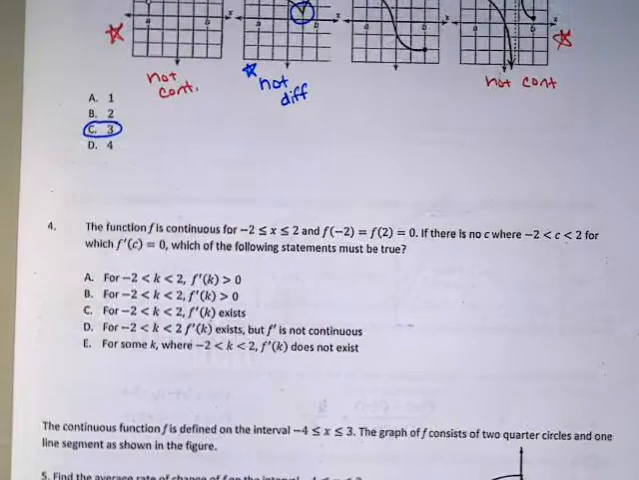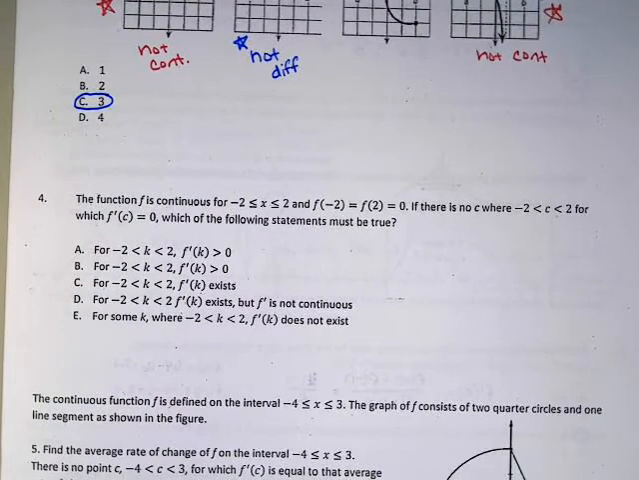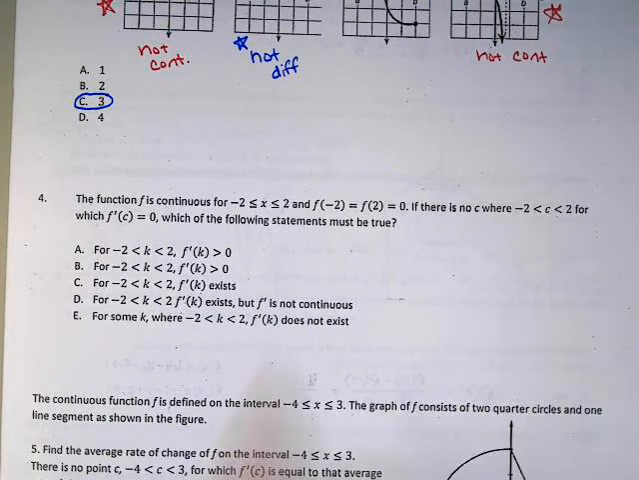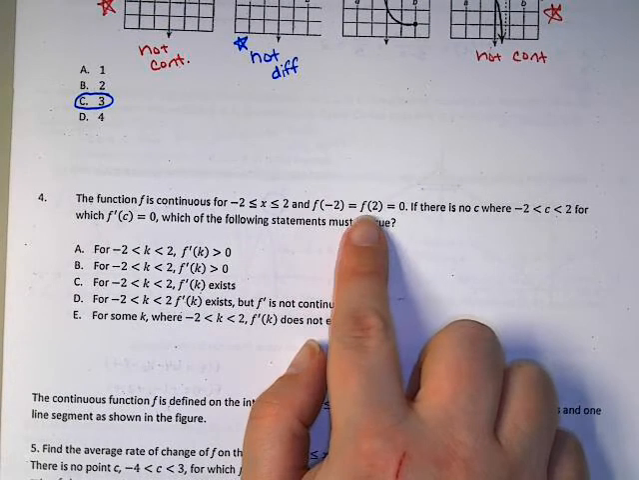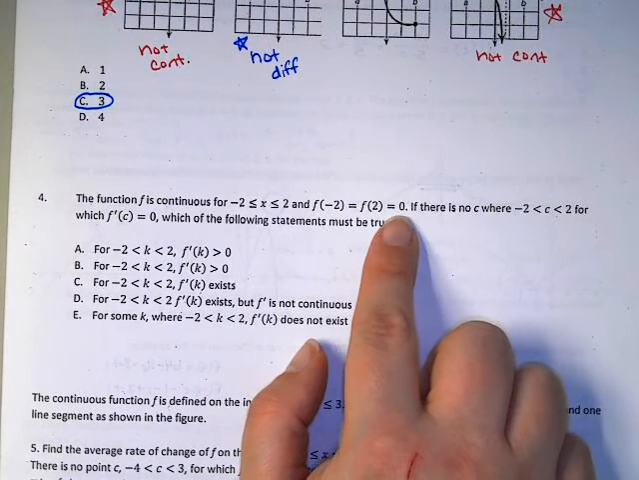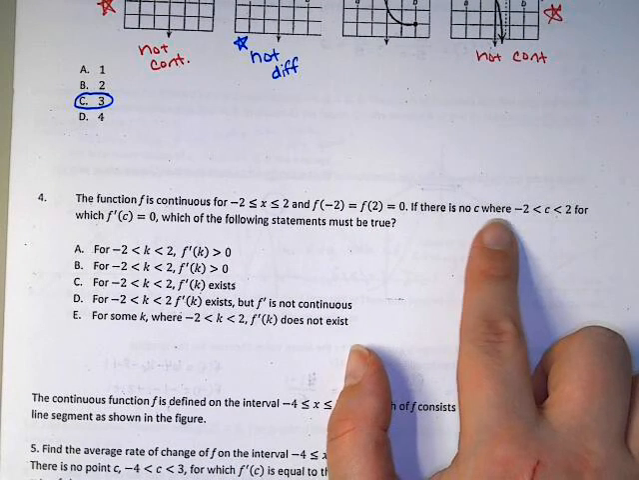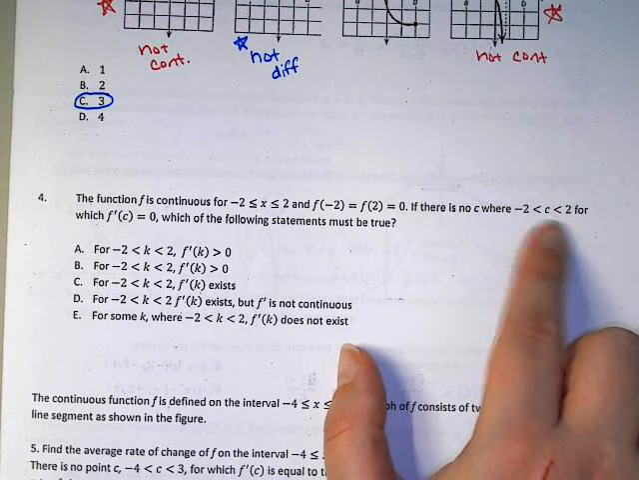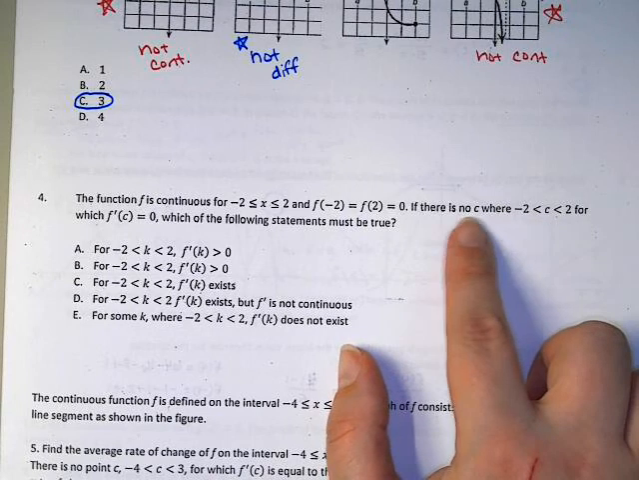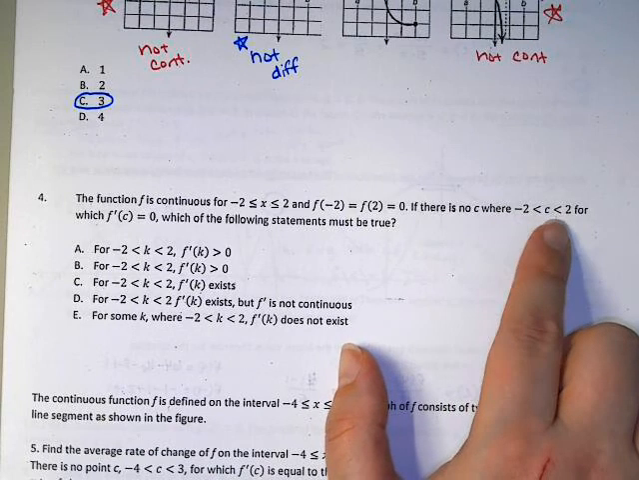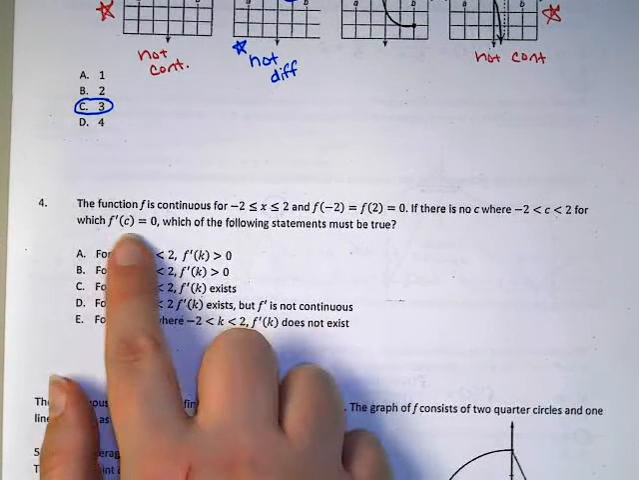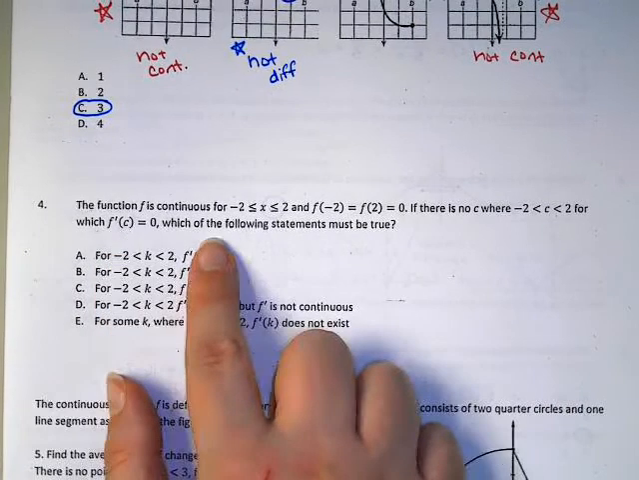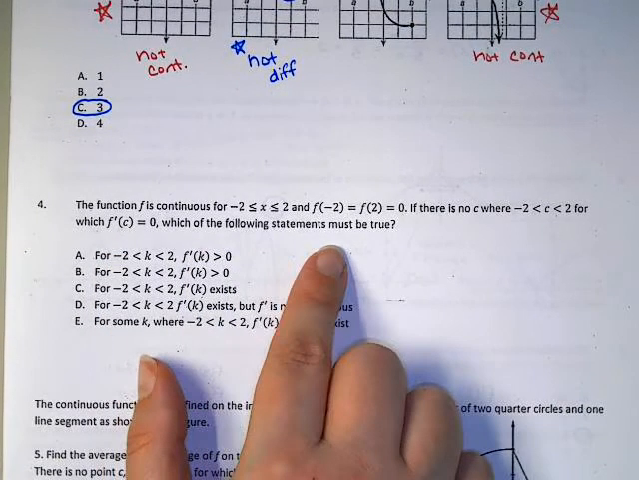For question 4, we're given a function that is continuous, and f of -2 is equal to f of 2, which is equal to 0. If there's no value of c between -2 and 2 for which f prime of c equals 0, which of the following statements must be true?